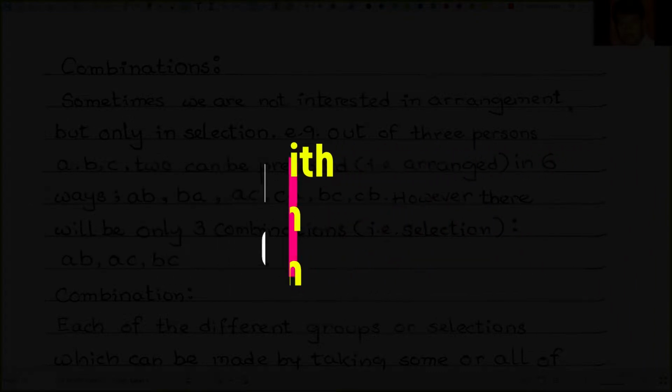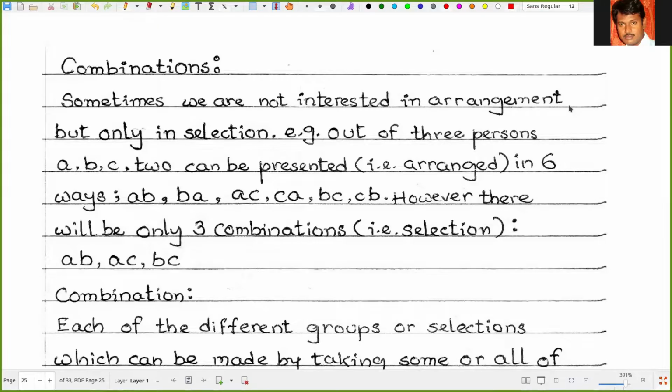Now, we already know that permutation means the selection is based on arrangement. That means the term order is connected with that. So, what is combination? The combination is also a selection, but without any order. Sometimes we are not interested in arrangement but only in selection.